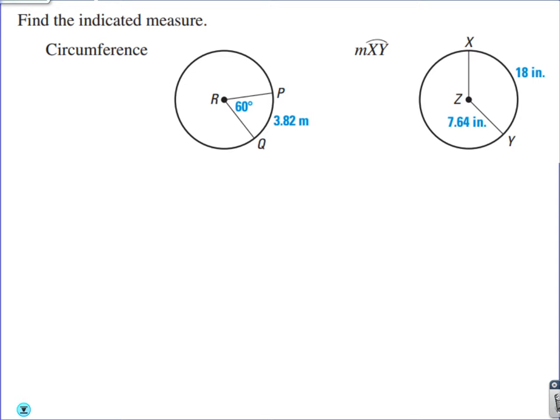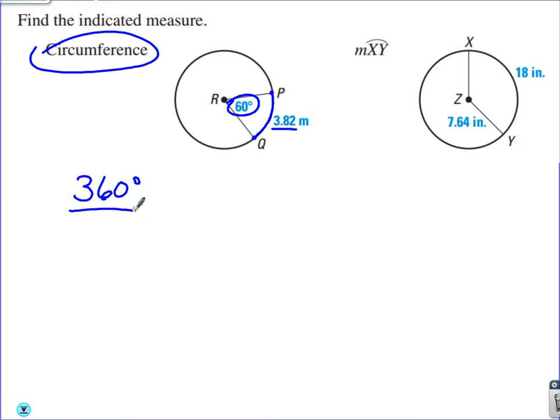So here we go. Find the indicated measure. I want the circumference of this circle. The circumference of the circle is the distance all the way around the circle, and all they're giving you is an arc length. They're telling you the distance from Q to P on that arc is 3.82 meters, and they're giving you that this is a 60-degree angle. How many 60-degree angles are in a circle? If you took 360 degrees total, and this is the process you would work.